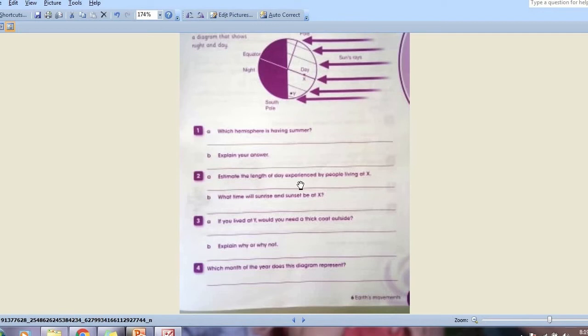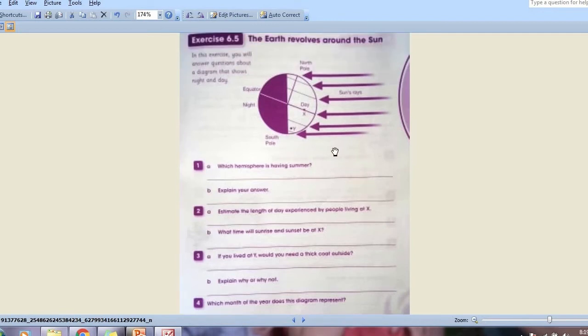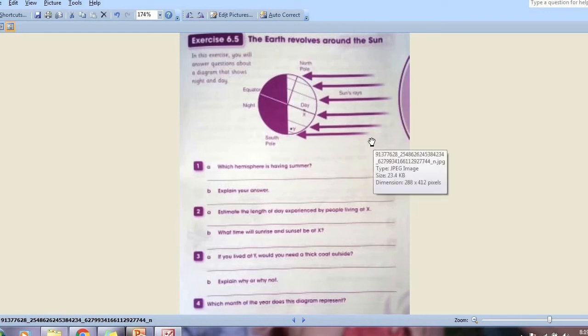Now number 2. Estimate the length of the day experienced by people living in X here. Oh, it's the equator. Alright, in the equator. So basically, if you are in the equator, you will experience approximately 12 hours of daytime, and at the same time, 12 hours of nighttime. So that's going to be the thing in the equator. It's not boring, but this is how it works.